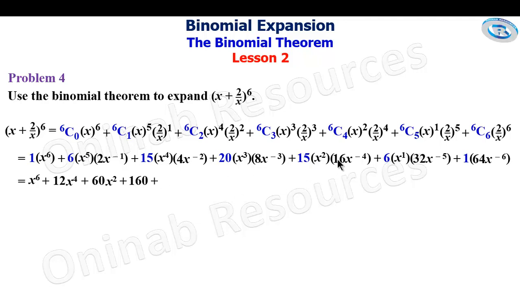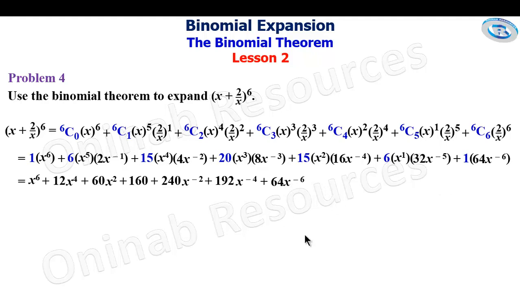So plus 15 times 16. Then 2 minus 4 gives negative 2. So we have it as 240x raised to power negative 2. Then plus 6 times 32 gives 192x raised to power negative 4. That's 1 minus 5 is negative 4. And finally, plus 64x raised to power negative 6.